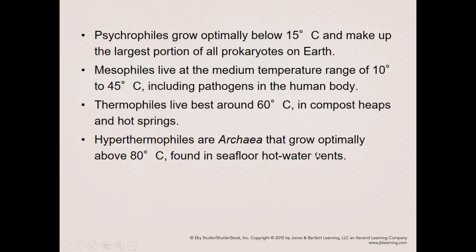Psychrophiles, I just said this, grow optimally at a lower temperature. And these are the most common prokaryotic organisms, not the most common problematic organisms, though. Mesophiles are the organisms that typically grow best at body temperature. And so these are the ones that live in the human body and can cause disease. Then we have thermophiles and hyperthermophiles.